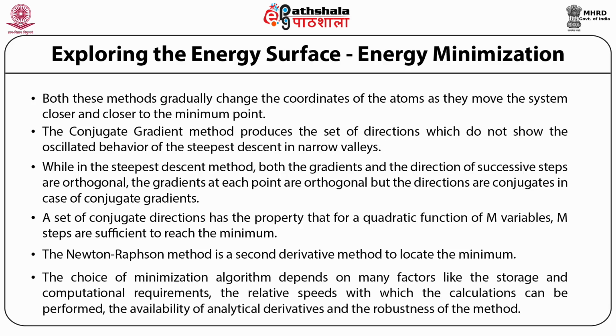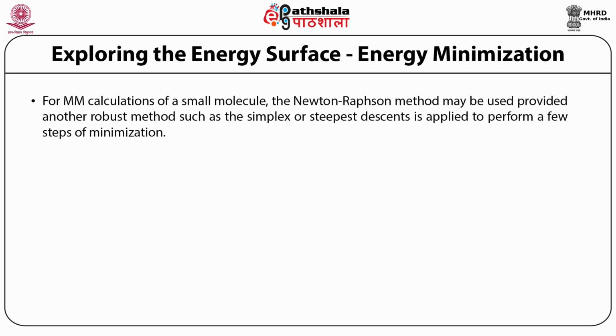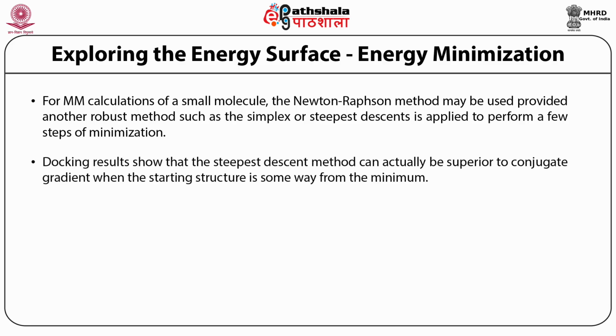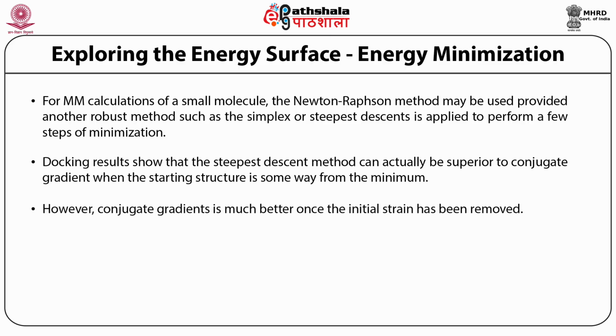The choice of minimization algorithm depends on many factors, like the storage and computation requirements, the relative speeds with which the calculations can be performed, the availability of analytical derivatives, and the robustness of the method. For molecular mechanics calculations of a small molecule, the Newton-Raphson method may be used, provided another robust method such as the simplex or steepest descent is applied to perform a few steps of minimization. Docking results show that the steepest descent method can actually be superior to conjugate gradient when the starting structure is some way from the minimum. However, conjugate gradient is much better once the initial strain has been removed.